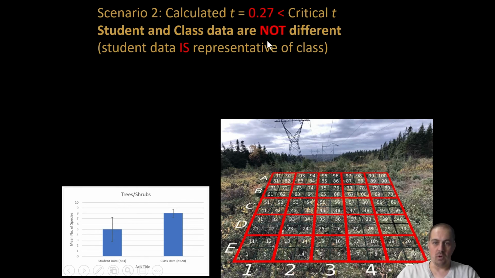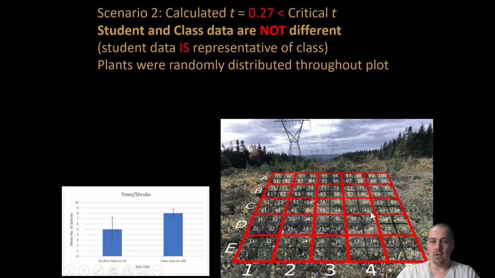I just want to remind you what representative means here. If you say the student data is representative, that means all of the plants that were found in the student sample data are a true representation, so they are equal to the proportion of plants in the class. Think about what this means. Student data included 4 samples, and the class data included 20 of these samples. If they are the same, you can summarize this by saying the plants in this plot are randomly distributed. And that is why the student data is able to be an accurate representation of the class data.